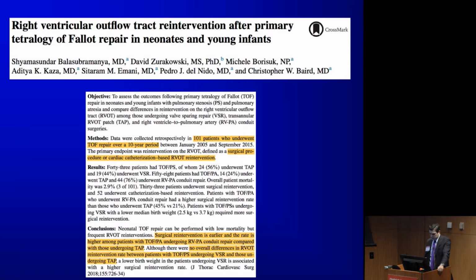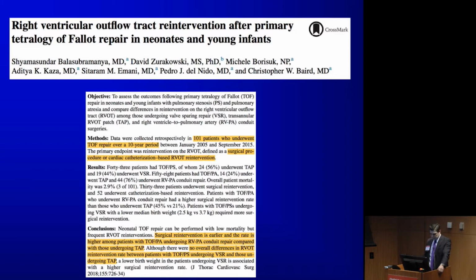You can see this included 101 patients, and this looked at both TET-PS as well as TET-PA. And you can see, and I'll show you in the curves here, that surgical reintervention was really earlier than catheter-based reintervention for those folks who had RV to PA conduits placed, as opposed to transannular patches for the TET-PA group, and then there was really no overall difference in RVOT reintervention rates for the TET-PS patients.